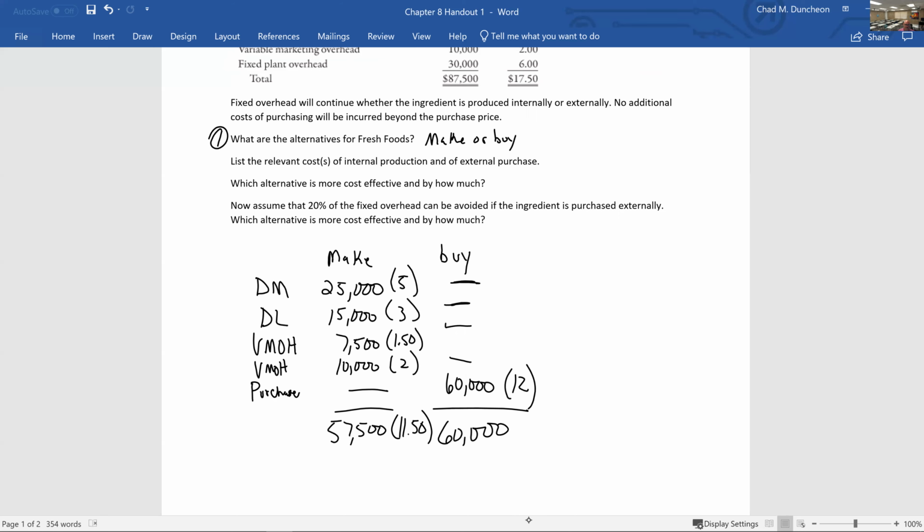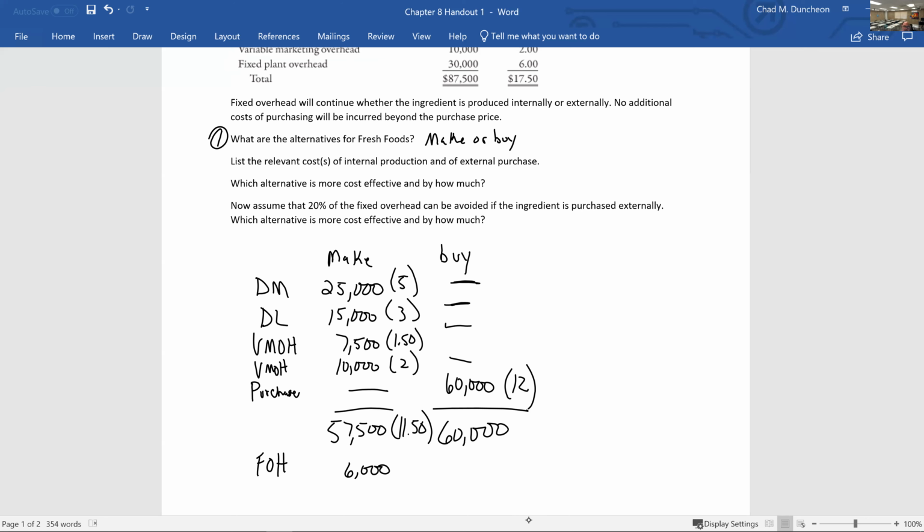Now, last part here, number 4. Now assume 20% of the fixed overhead can be avoided if the ingredient is purchased instead of made internally. So everything else is going to be the same, only we're going to have some fixed overhead, and that fixed overhead is going to be $6,000.